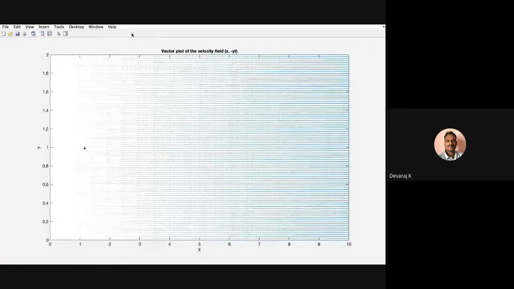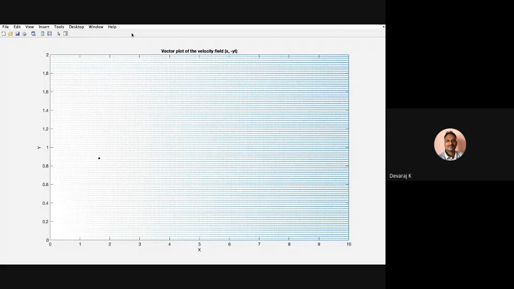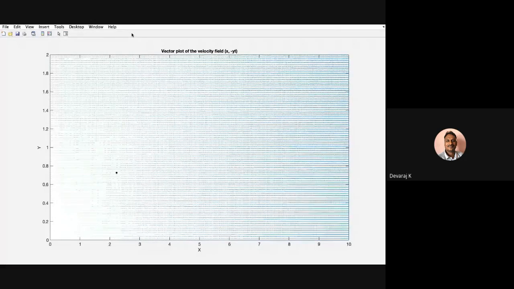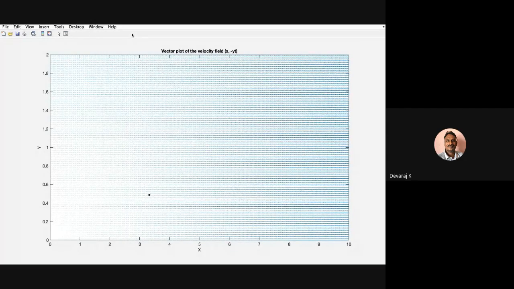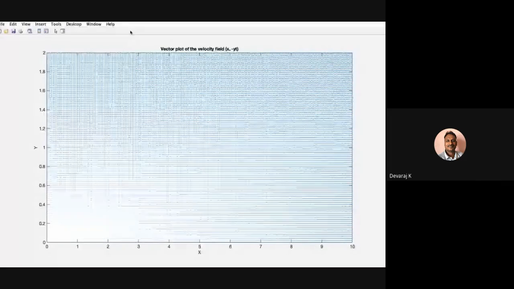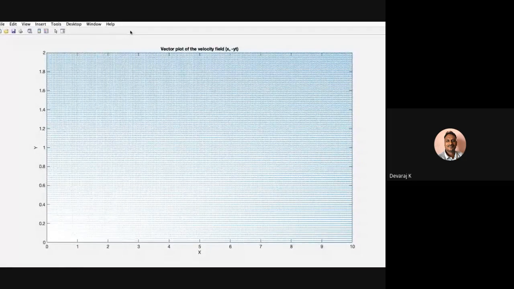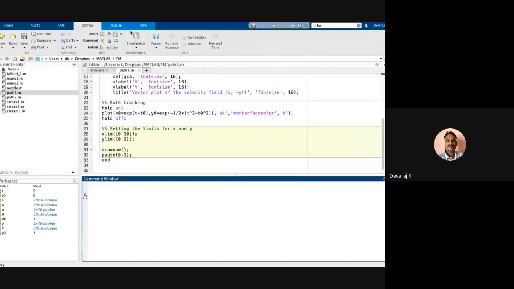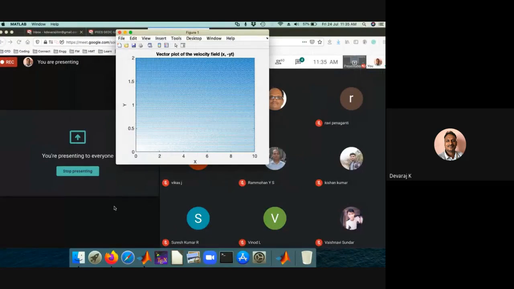Yeah, you can see the path. I can see it wherever I want. Depending upon the mesh, I can see this is the tracking of the path of that particular fluid element. Now, if I take the equation, wherever this particular path is going, I can draw a line. So that is what I have in the next code.